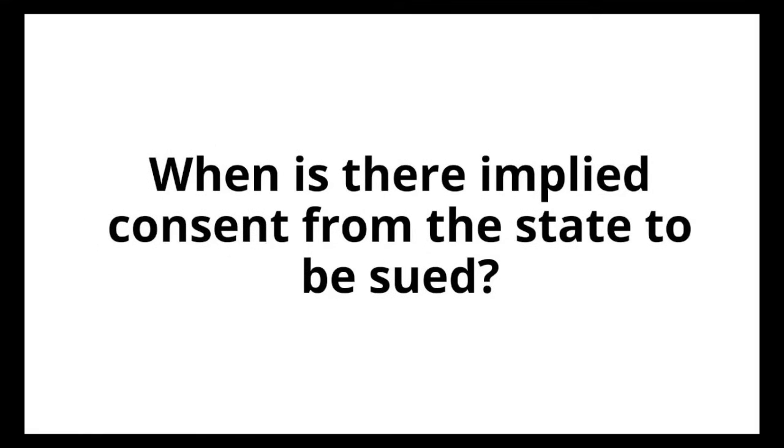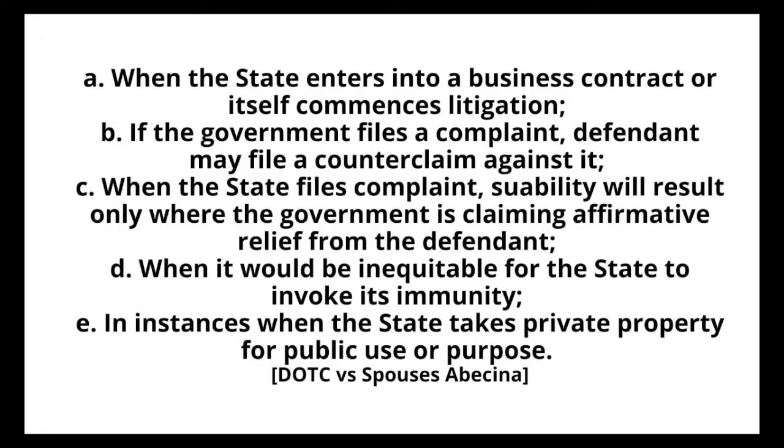When is there implied consent from the state to be sued? When the state enters into a business contract or itself commences litigation. If the government files a complaint, defendant may file a counterclaim against it. When the state files a complaint, suability will result only when the government is claiming affirmative relief from the defendant, when it would be inequitable for the state to invoke its immunity. In instances when the state takes private property for public use or purpose.